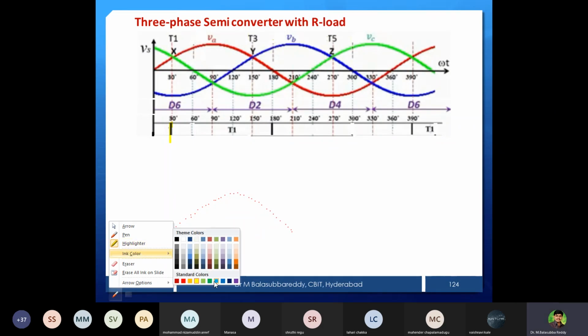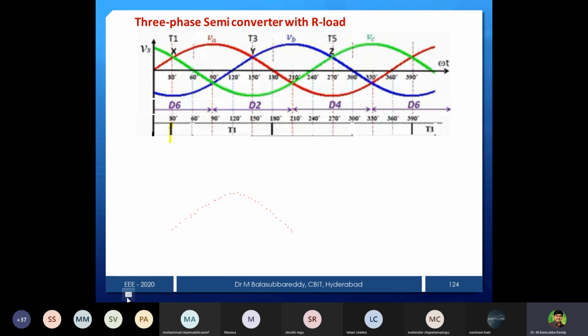So this is the starting point. It will be like this for thyristor T1. From here onwards, after alpha is 0, T3 is going to fire, and here onwards T5 will fire. So this is the instant T1, and here is T5, T3, and this is T5. Like this we can provide it, and again T1 will come, the cycle will be repeated.